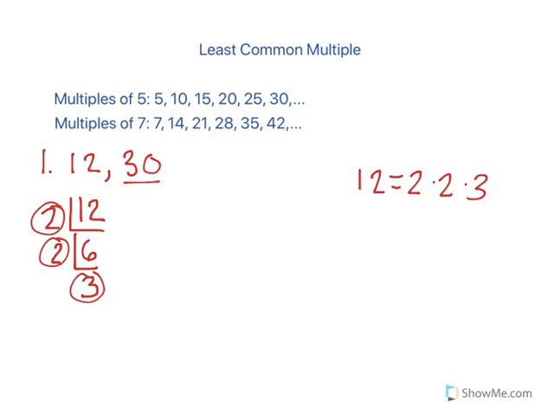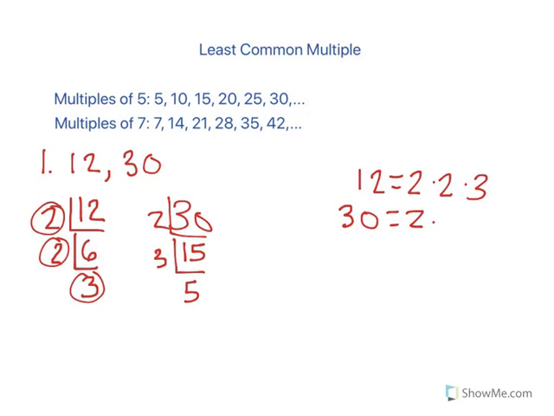Let's do the same thing with 30. So 30, and then I draw my half box. 2 is also a factor of 30, goes into 30 15 times. 2 is not a factor of 15, so we go to our next prime, which is 3. 3 goes into 15 5 times. So over here, I write 30 equals 2 times 3 times 5. So don't forget all three numbers.